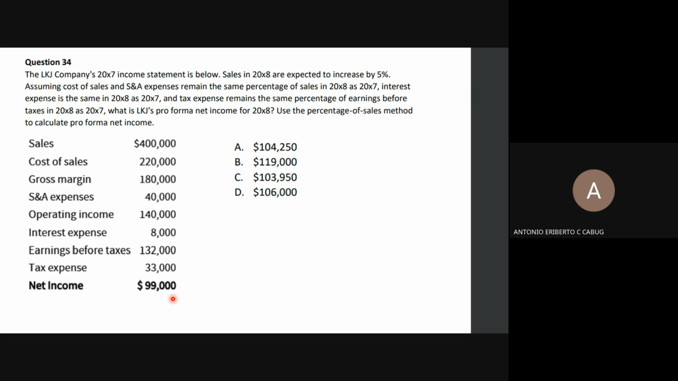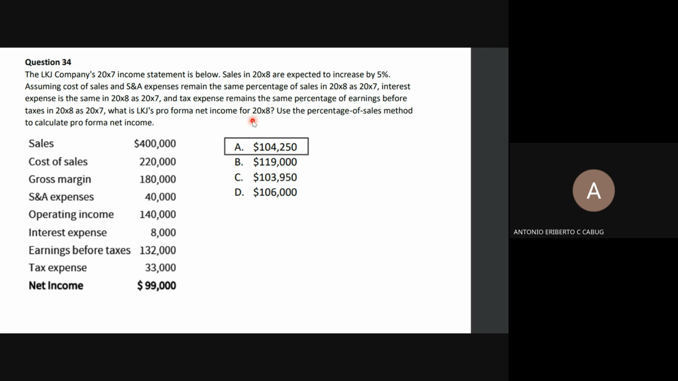The LKJ Company's 2007 income statement is below. Sales are expected to increase by 5%. The same assumption: cost of sales and S&A expense remain the same percentage of sales in 20x8 as 20x7. Interest expense is the same in 20x8 as 20x7. Tax expense remains the same percentage of earnings before taxes in 2008 as 2007. What is LKJ's pro forma net income for 2008 using the percentage of sales method?